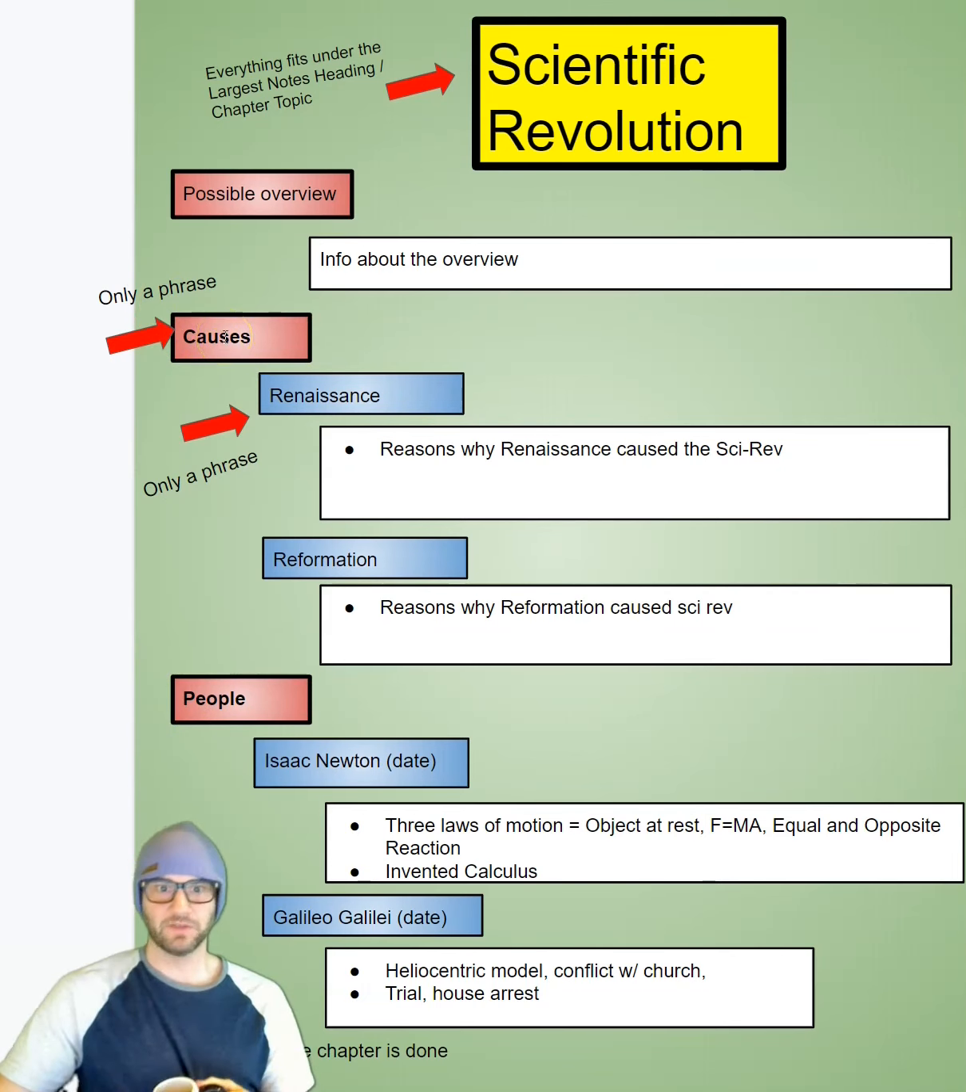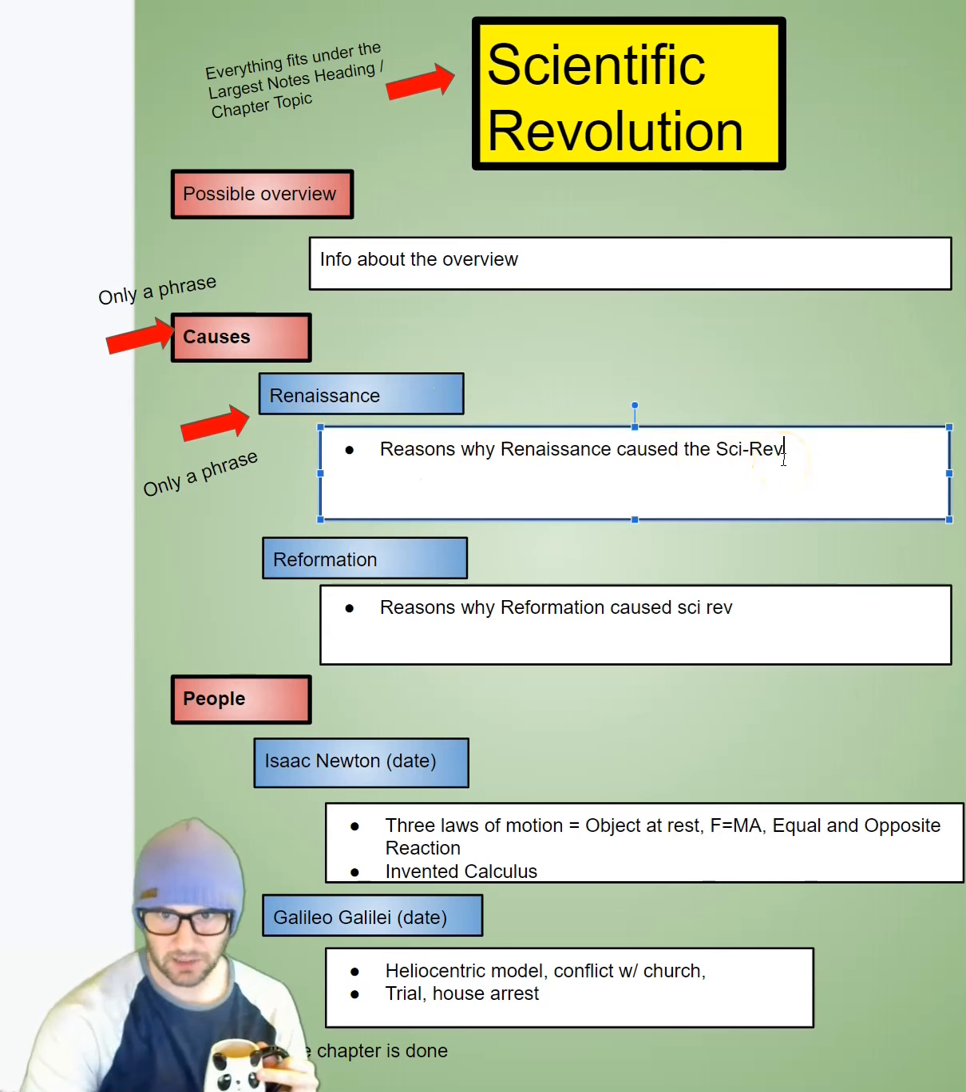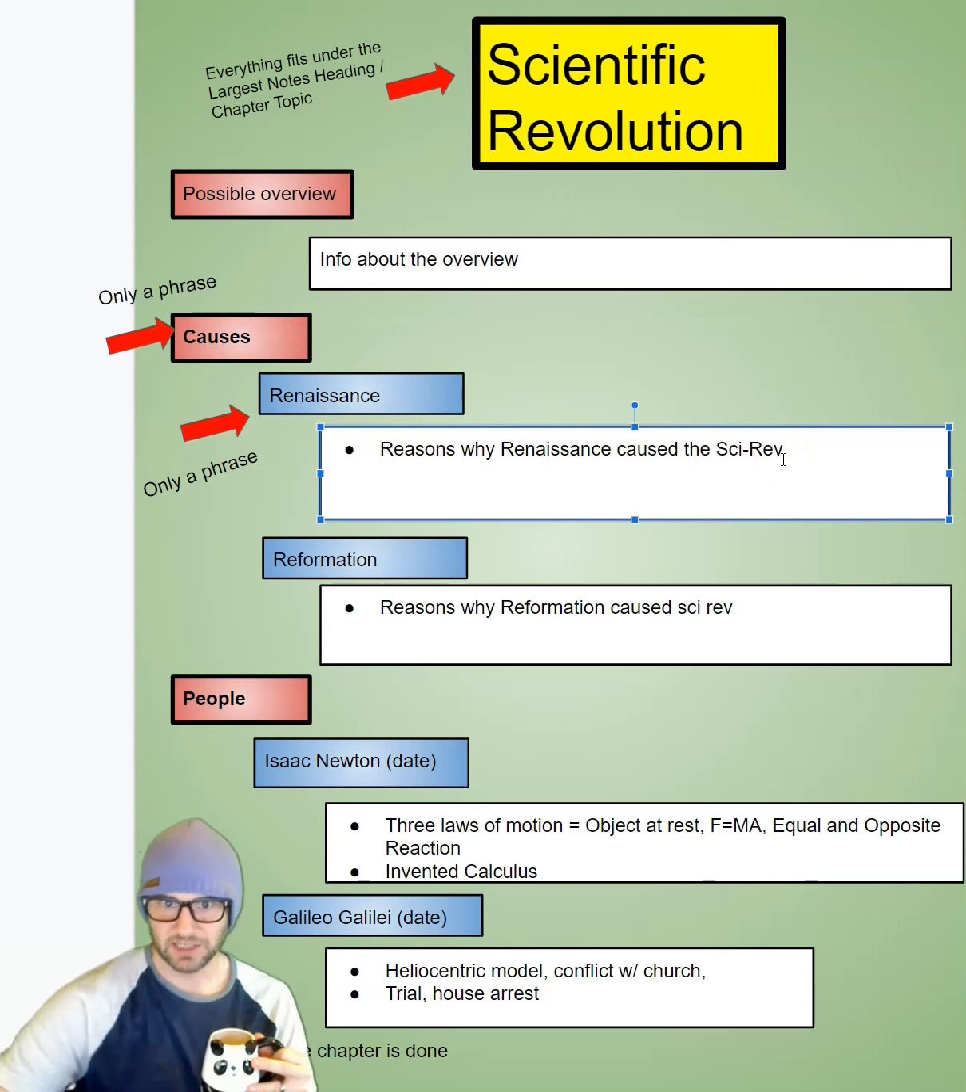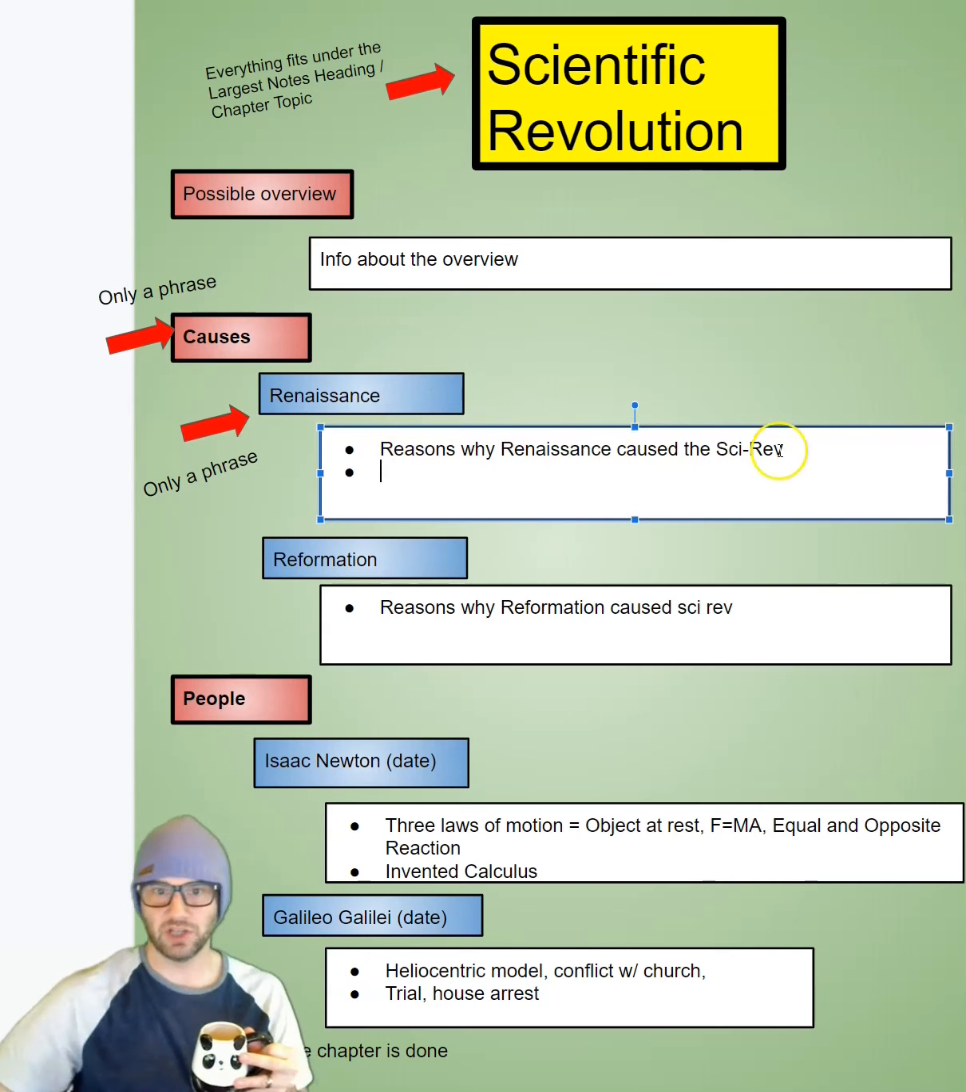Well, if there was only one cause, I would just start taking notes. But there might be multiple causes of the scientific revolution. So I divide multiple causes to multiple subheadings or subtopics, like the Renaissance caused the scientific revolution, the Reformation caused the scientific revolution. Those are just two, just to show you. And these subheadings are also only a phrase, Renaissance, Reformation. And then what I typically do is to put the information next to these subheadings. And I very much like to use bullets and dashes and arrows and such like that.